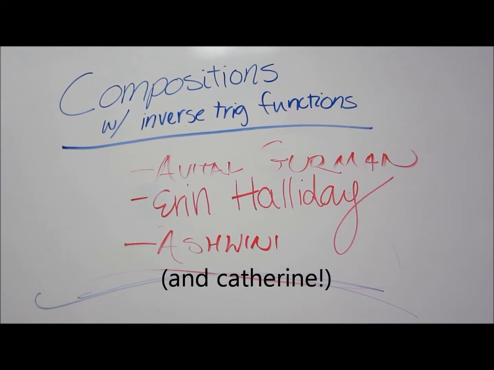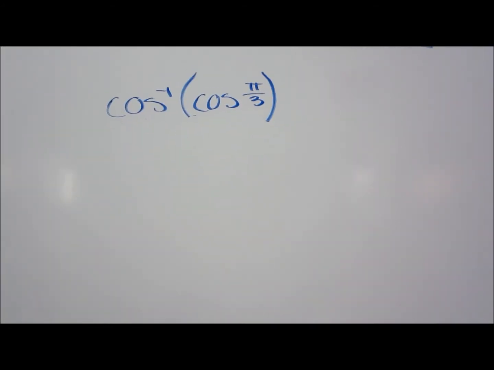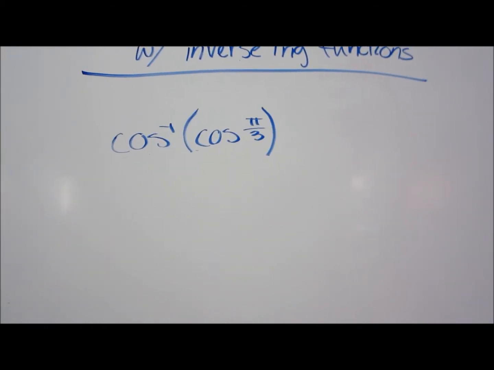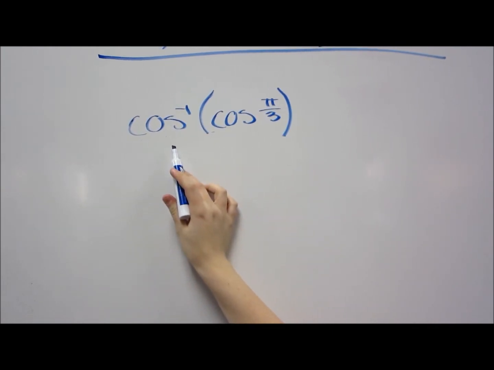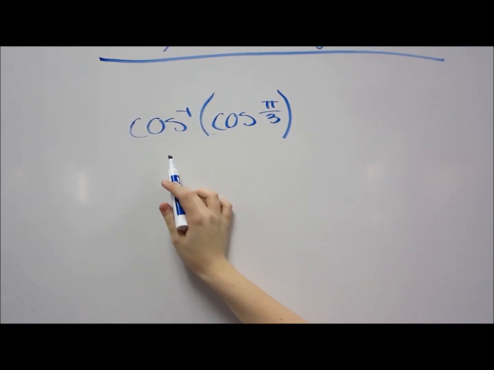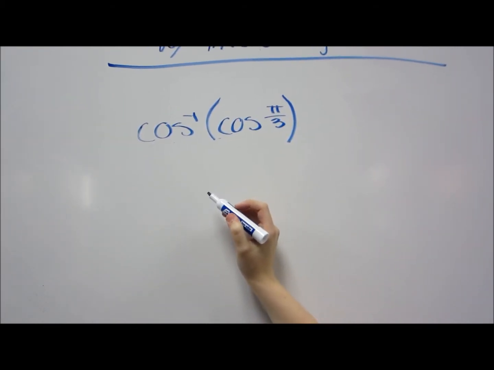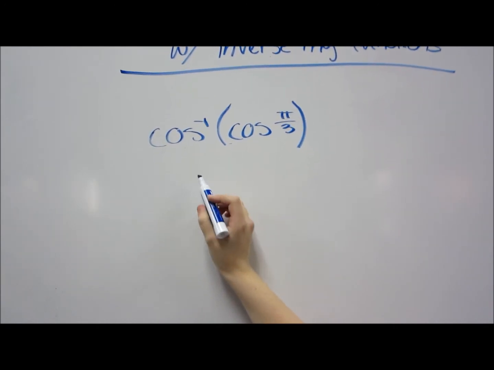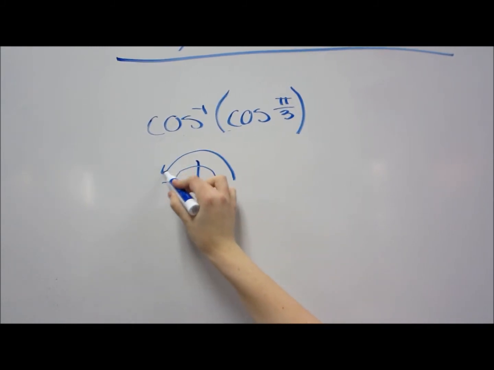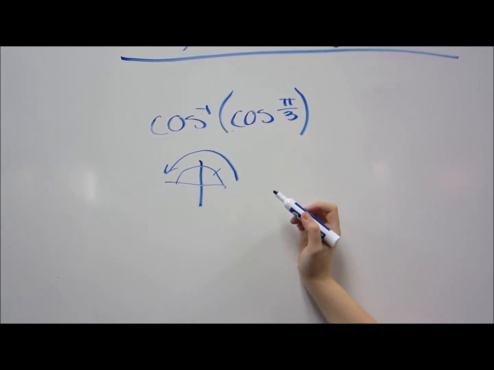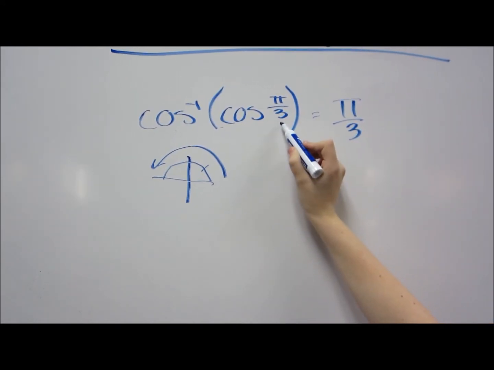In this video, we will be explaining how to solve compositions with inverse trig functions. One type of composition of inverse trig functions is when the inner function and the outer function are the same trig function, just the outer one is an inverse. For compositions like these, you look at the principal interval of the outer function, so the inverse of cosine. The inverse of cosine is between 0 and pi, and pi over 3 falls in that principal interval. So you know that for questions like these, the answer is just pi over 3, or whatever is inside.